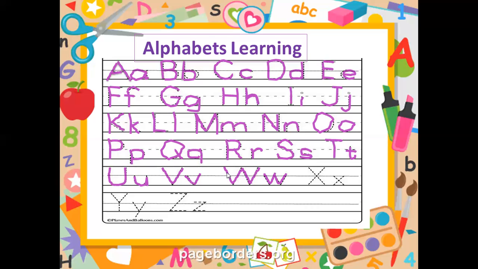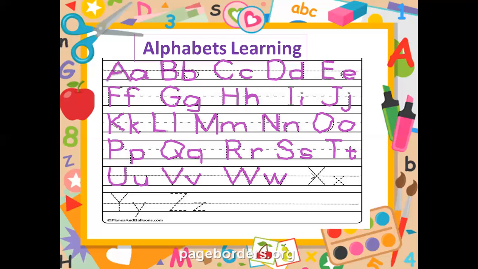The difference is that for the W you will use the first 3 lines of your notebook, and for the lowercase w you will use the 2 lines of your notebook. Now our next letter is X.